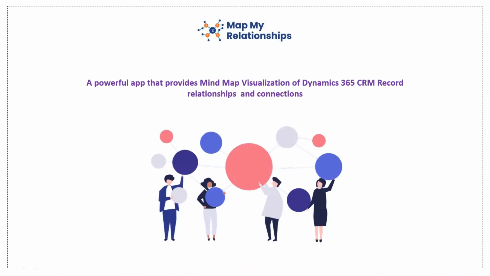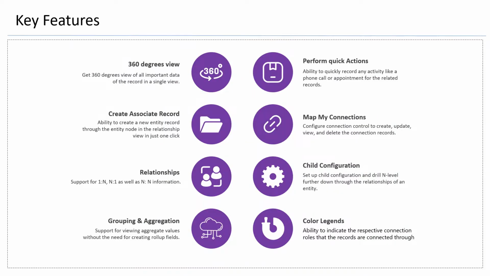So jumping next, here is another visualization tool that is offered by us, as I mentioned earlier, that is Map My Relationships, which is a really powerful app that provides you a mind map visualization of the data, along with its numerous relationships and connections present in the CRM system. Similar to Kanban, let's have a glance through the key features of Map My Relationships.